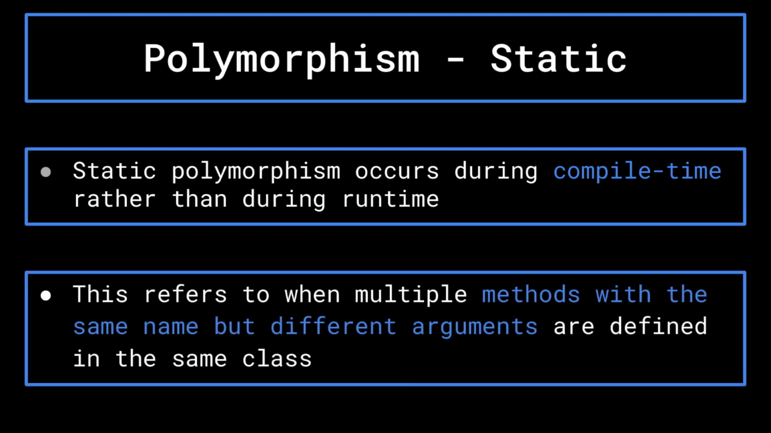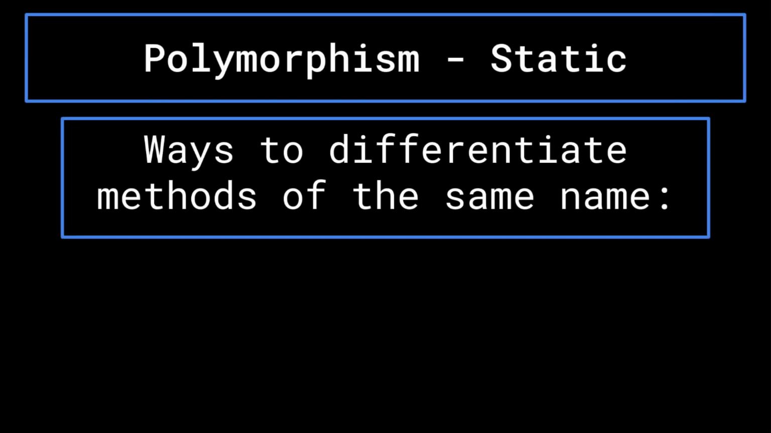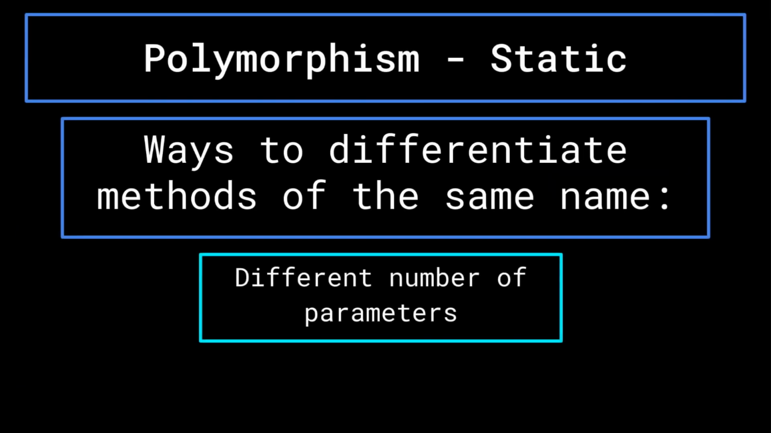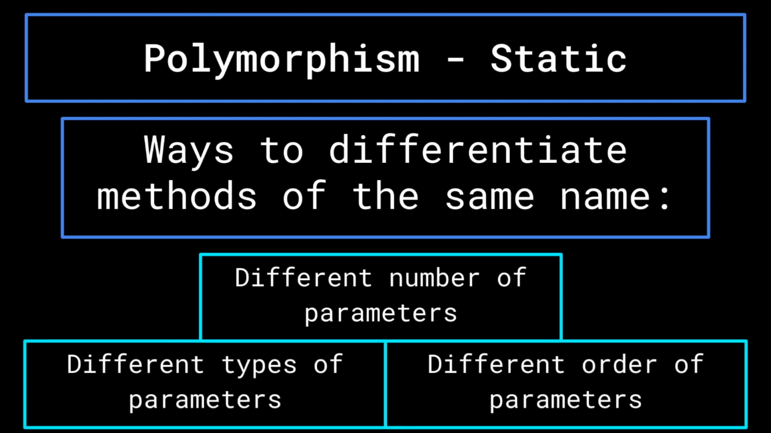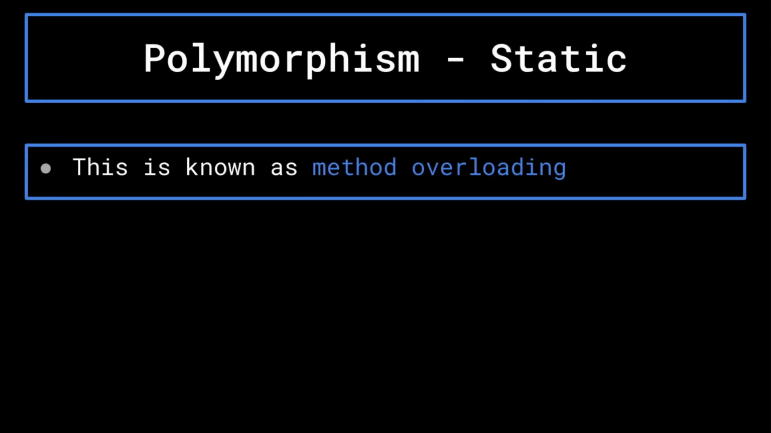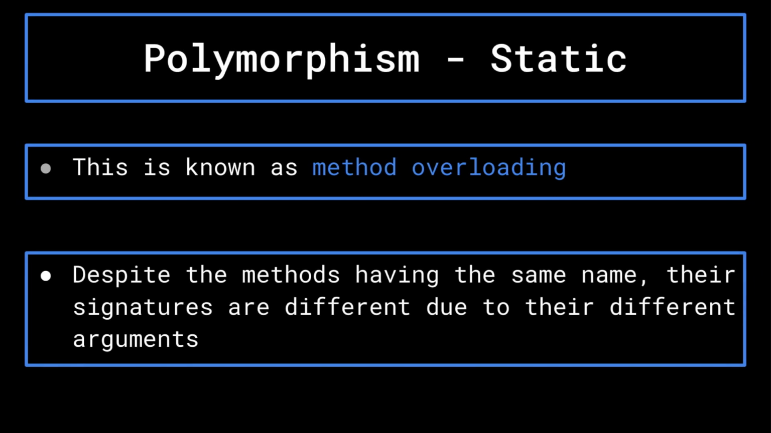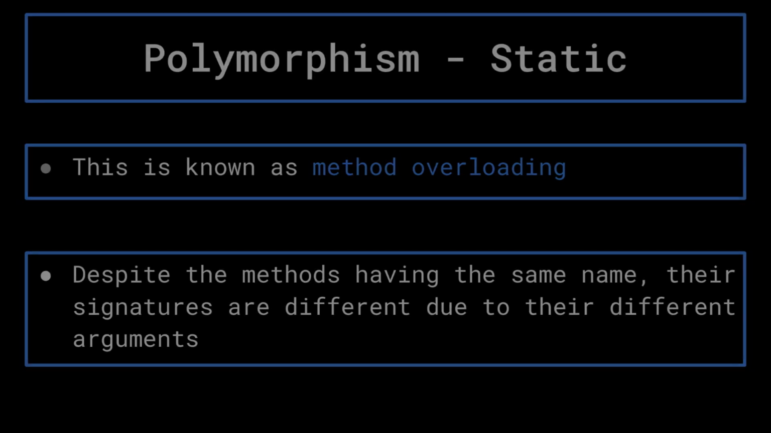This refers to when multiple methods with the same name are defined in the same class. In this case, the methods are differentiated by their arguments. Either they take a different number of parameters, they take parameters of different types, or they take parameters in a different order than one another. This is known as method overloading. Despite the names of the methods being the same, they have different method signatures due to their differences in the parameters that they accept. To better understand this, let's go back to the car example.